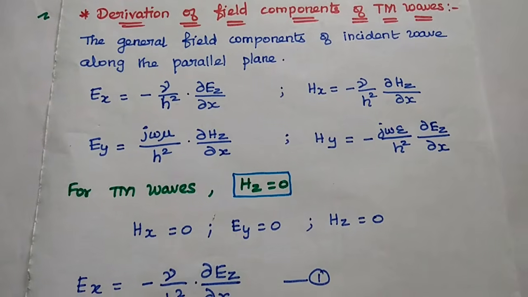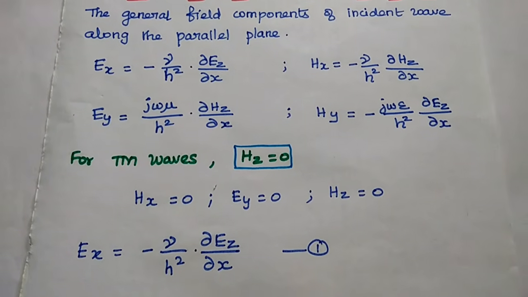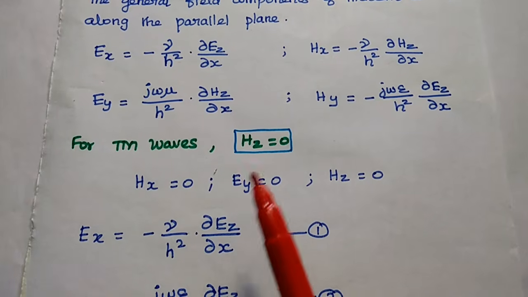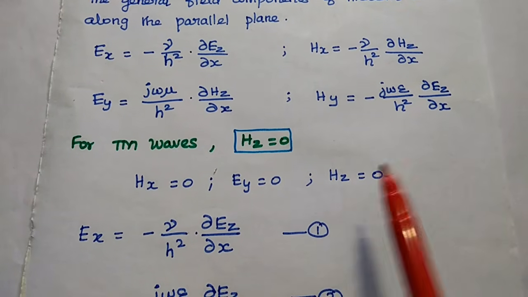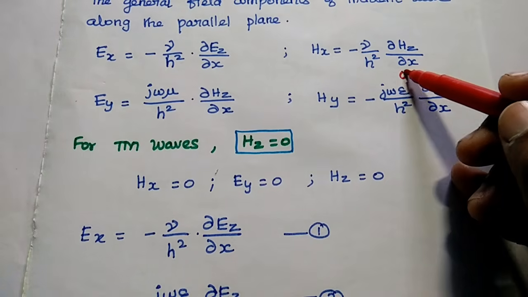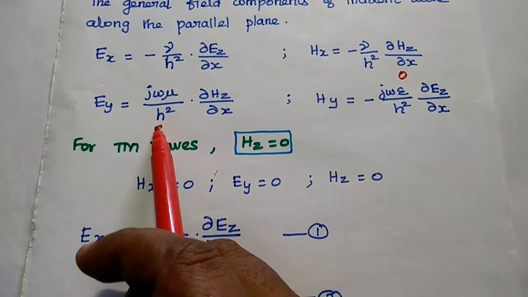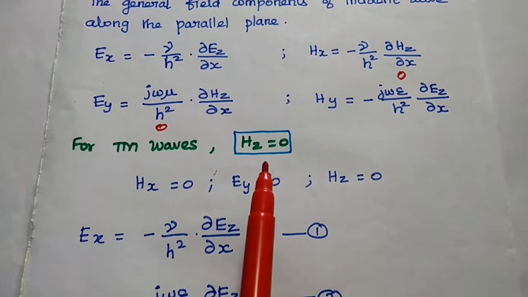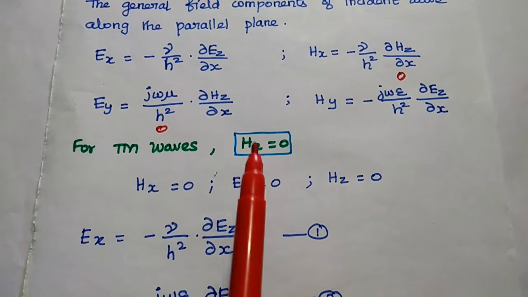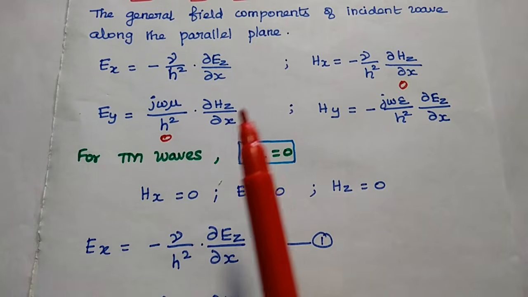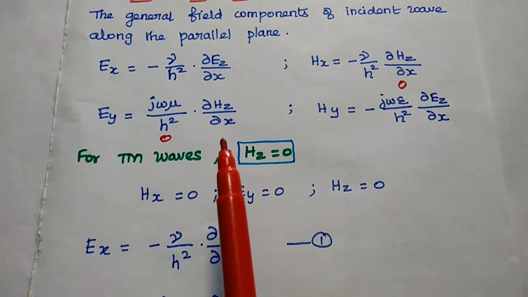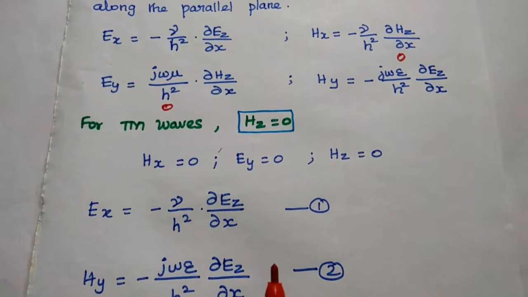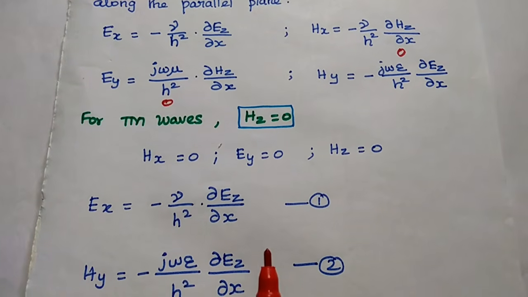Okay, so next we are going to derive the field components for these TM waves. For TM waves, the Hz value is equal to 0. Then this term becomes 0 and this term becomes 0. Do you all understand this? So for TM waves, Hz is equal to 0. Then the general field components Hx and Ey are also 0. So here we get Hx, Ey and Hz, these three components, equal to 0.